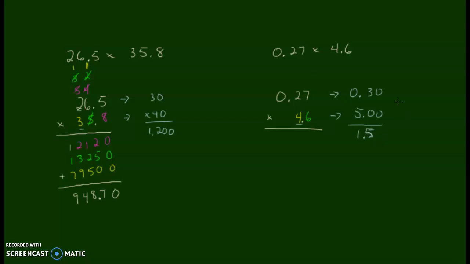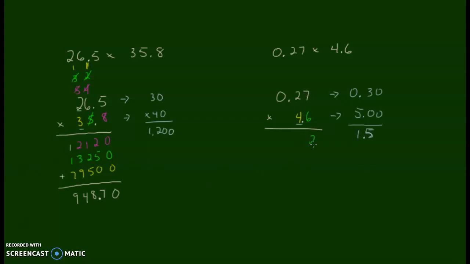Hopefully you see how I came up with that. Remember, when we multiply a number by another number smaller than 1, we're going to get a smaller answer. So that's another way to help you think about that. But let's go ahead and multiply that out.